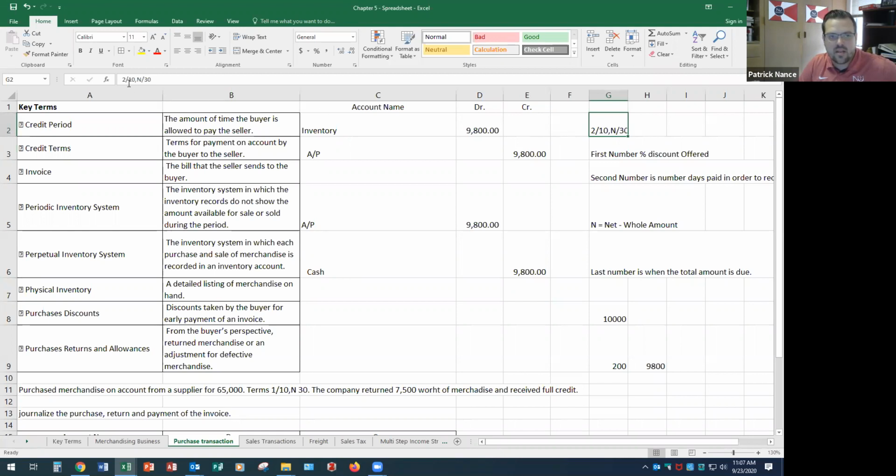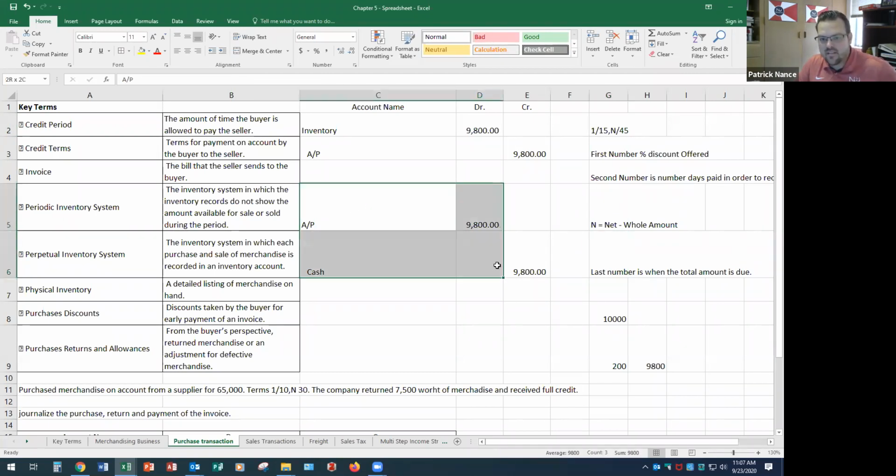Now, this number can change. This could be 1%, and it could be 15 days, and net 45. It doesn't matter what these numbers are. The nomenclature, the way that it works is always the same. The first number is a discount, so now it's 1% discount. Second number is the number of days paid, so now it's 15 days. If they need to pay within 15 days to get a 1% discount. If they don't, they owe the whole amount, the net amount, in 45 days. So that's how that journal entry would work.